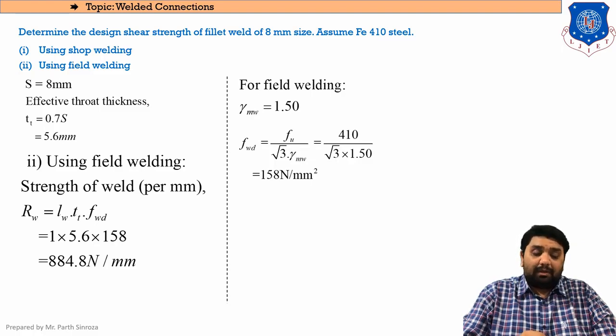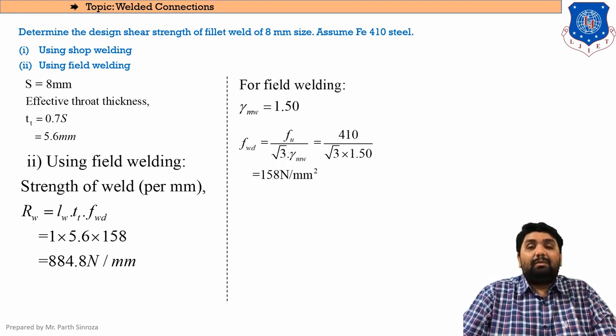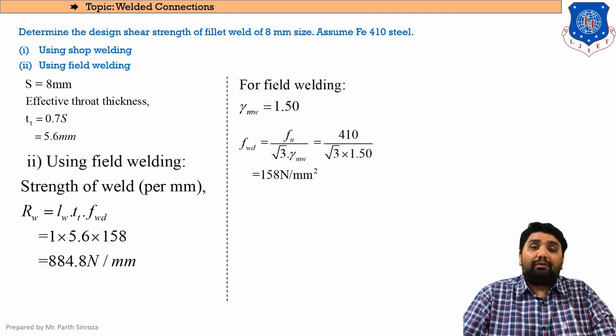FWD, the equation will be the same: Fu upon root 3 gamma mw. Fu, being of plate, will be 410 root 3, and gamma mw in this case will be 1.50. If it was asked as shop weld, the gamma mw value would have been 1.25, and by solving this with 1.25 we get the value 189. That is for shop welding.